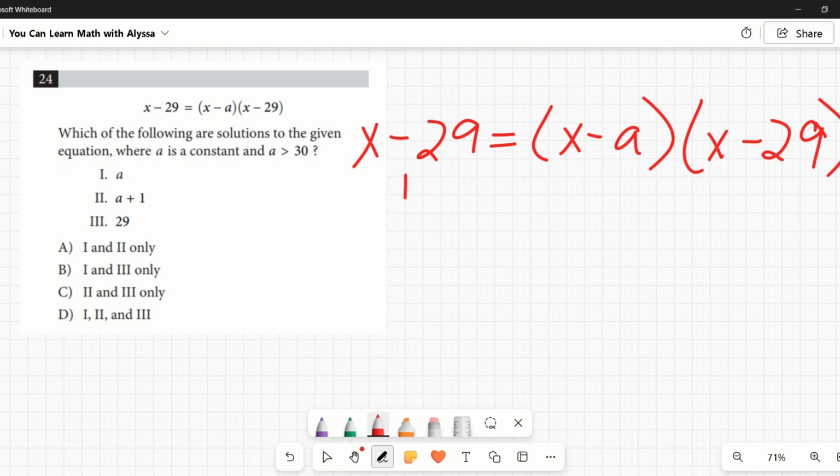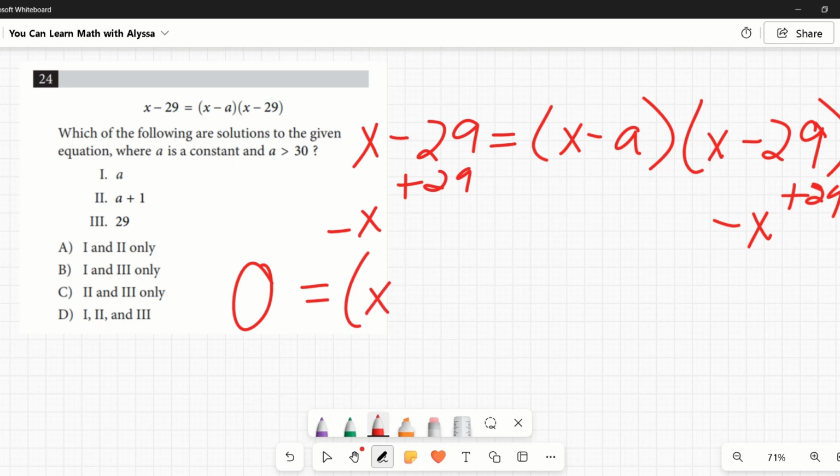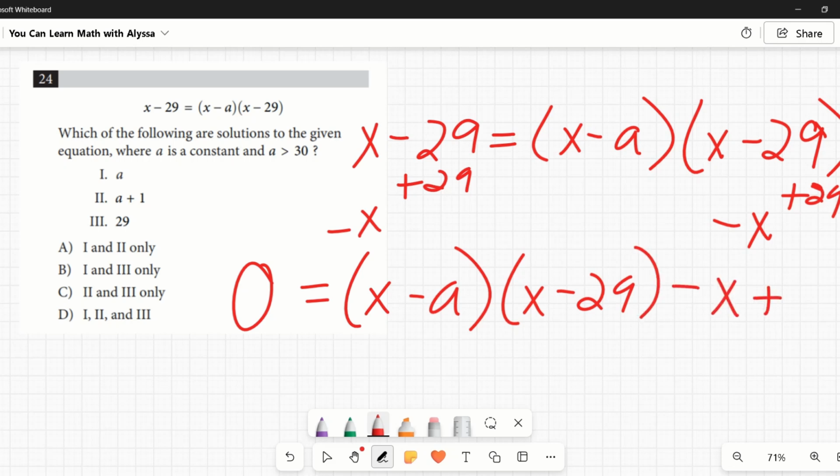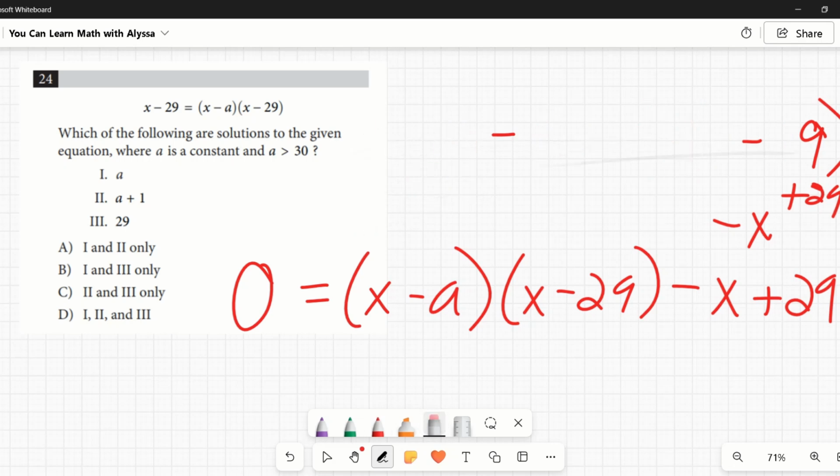So to do that, I'm going to add 29 to both sides. And then I'm going to subtract x from both sides. I'm going to do this all in one fell swoop. So I've got 0 equals x minus a times x minus 29. And then I've got that minus x plus 29. Okay, now I'm going to get rid of this original.